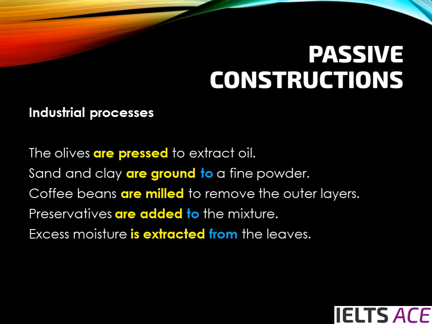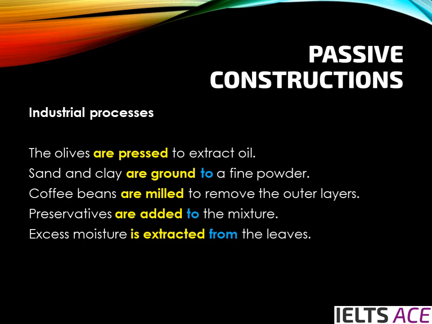Sand and clay are ground to a fine powder. So ground is the past participle of grind. So this is where you get something and you crush it to make it into a very fine powder. When I say fine, I don't mean good. I mean that the powder is made of very small parts. So just as an example, if you think of sugar and flour, flour is a fine powder. It's been ground.